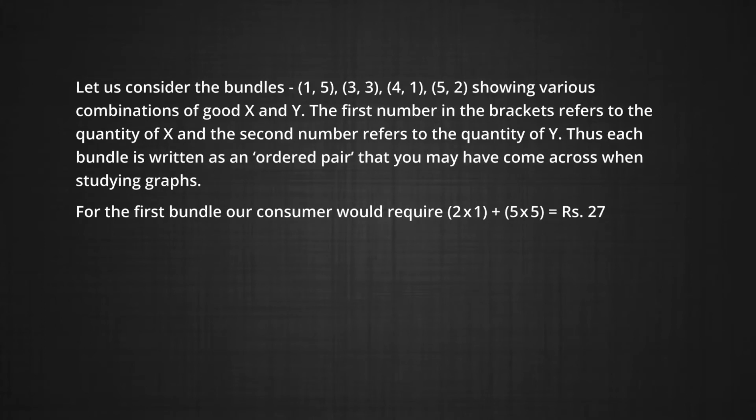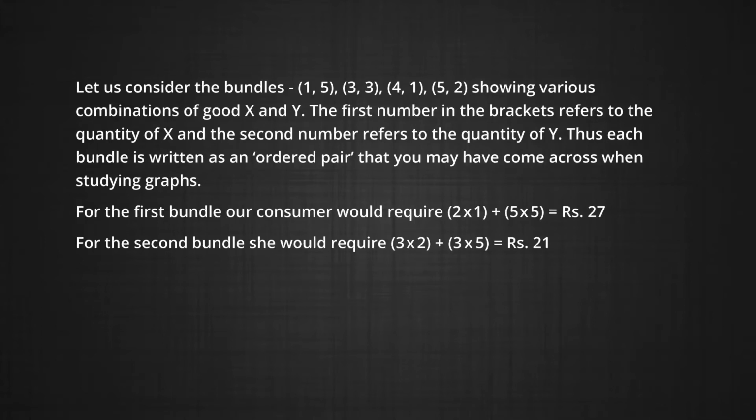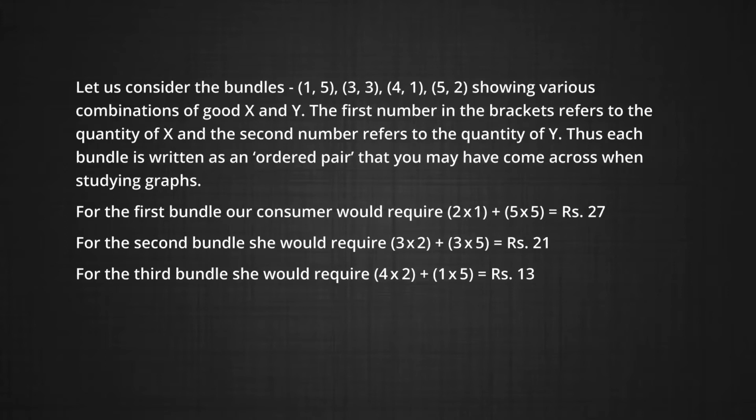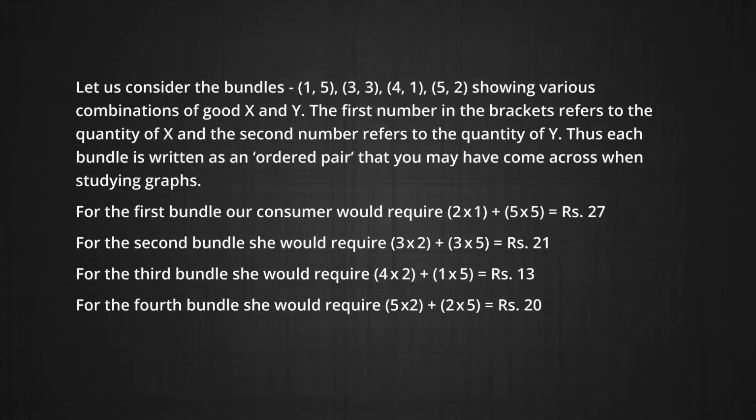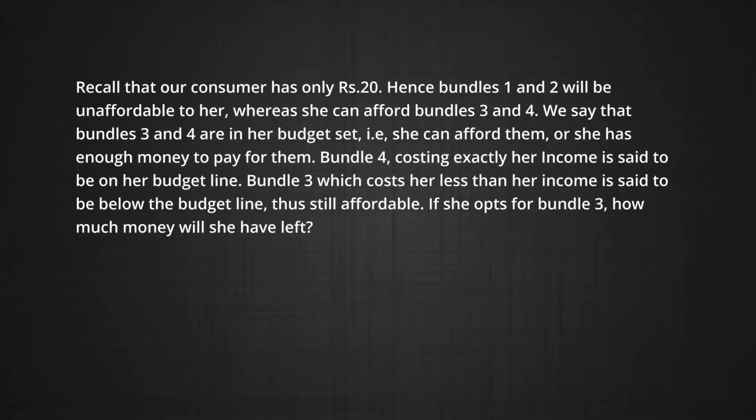For the first bundle, a consumer would require 2 into 1 plus 5 into 5 rupees, which is equal to 27 rupees. For the second bundle, she would require 21 rupees. For the third bundle, similarly, she would require 13 rupees, and for the fourth, 20. Recall that a consumer has only 20 rupees. Hence, bundles 1 and 2 will not be affordable to her, whereas she can afford bundles 3 and 4. We say that bundles 3 and 4 are in her budget set. That is, she can afford them or she has enough money to pay for them.